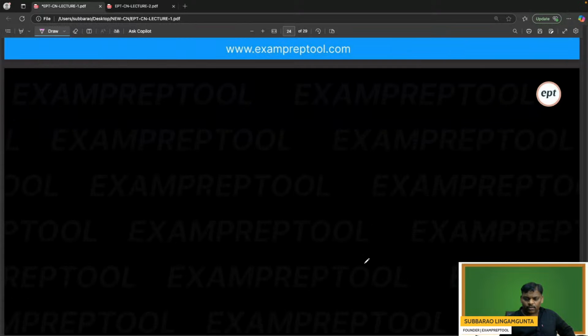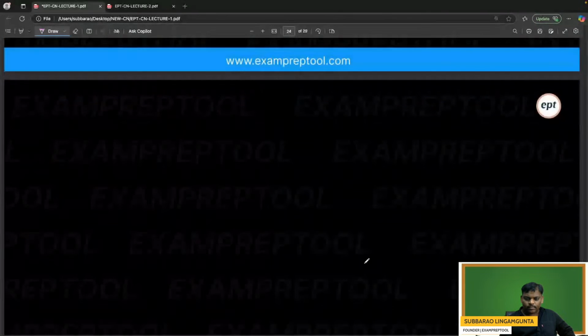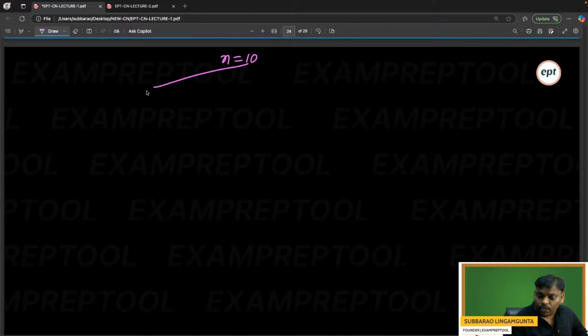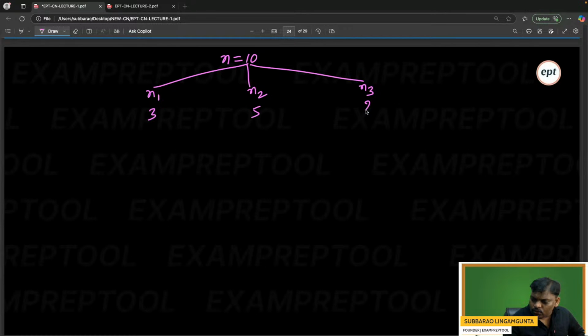Now one more small thing I want to ask you, please listen. Suppose n is equal to 10, there are 10 bits, divided into three parts: N1 on one side, N2 on another side, N3 on another side. Suppose N1 is 3, N2 is 5, and N3 is 2. 3 plus 5 is 8, 8 plus 2 is 10, right?